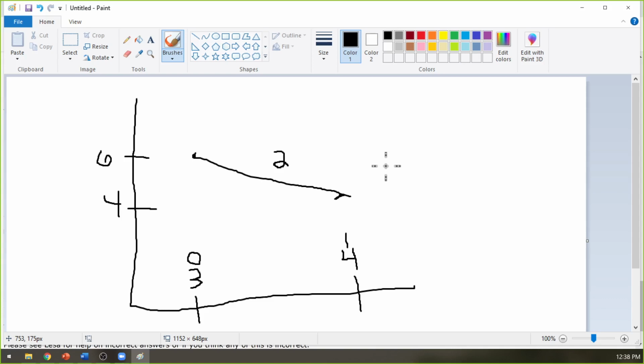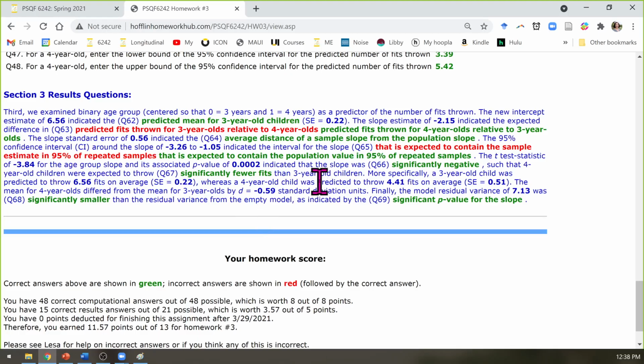So back to the answers. I do see the negative slope and everything there, and then 3 to 4. So we would see predicted fits thrown relative to... Oh, okay. Well, Lisa, is it the language of it? Is that part of it, that you have to say relative to the, I forget what it's called, the reference group? Everything is relative to whatever the 0 value is. Is that right? Yes, exactly. Is that part of the holdup?